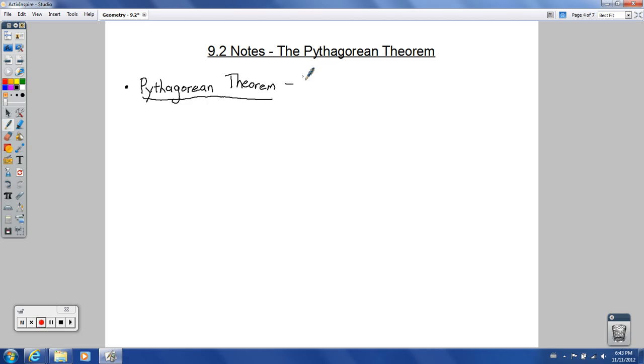Pythagorean theorem says this: in a right triangle, and that has to be true, it has to be a right triangle. It doesn't work if it's not a right triangle. It has to have a 90-degree angle in there. You ask somebody what's the Pythagorean theorem, often they'll be able to tell you, even if they have since forgotten other things from their geometry class.